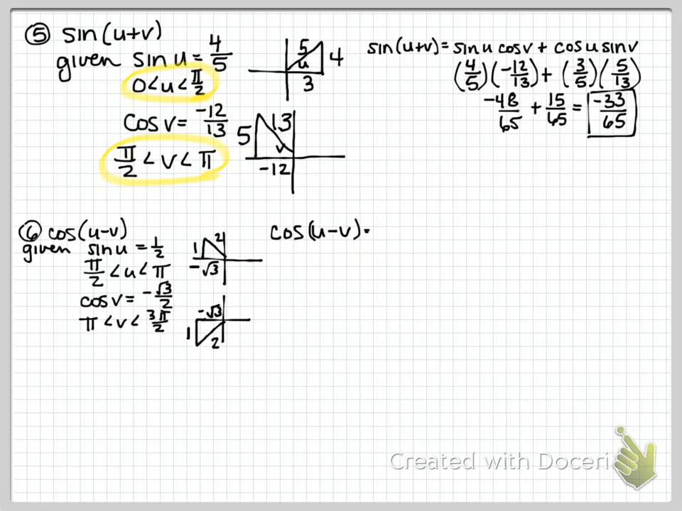So my formula says I need to take the cosine of the first angle times the cosine of the second angle. Because I am subtracting them, I'm actually going to end up adding the sine of the first angle times the sine of the second angle. Cosine of u, well, it helps if I mark my triangles. So hold on a second here. This is u, and this one's v. So the cosine of u is negative root 3 over 2. Cosine of v is also negative root 3 over 2.